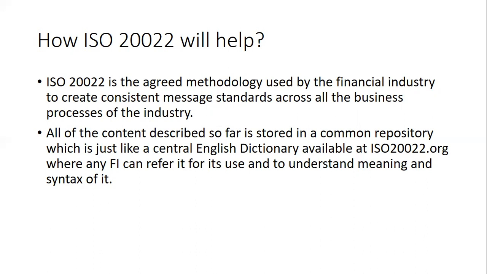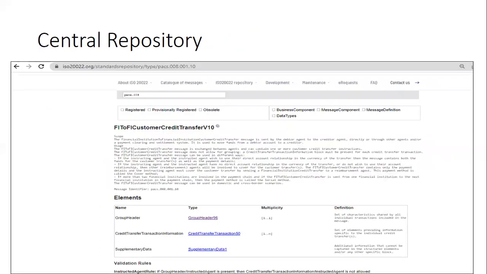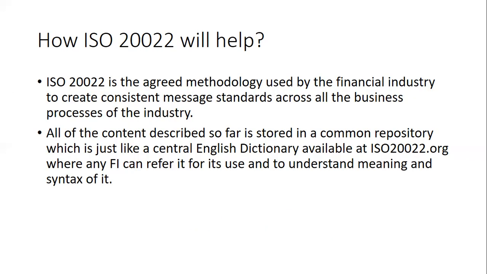All of the content described so far is stored in a common repository, which is just like a central English dictionary available at iso20022.org, where any financial institution can refer to it for its use and to understand its meaning and syntax. Everything we will discuss, or the messages available in ISO 20022, is already there in that repository, which acts just like a typical English dictionary book, where you can search for the item you want and get the necessary information. This is called the central repository.